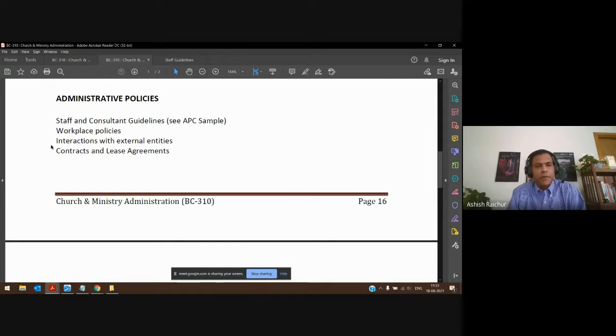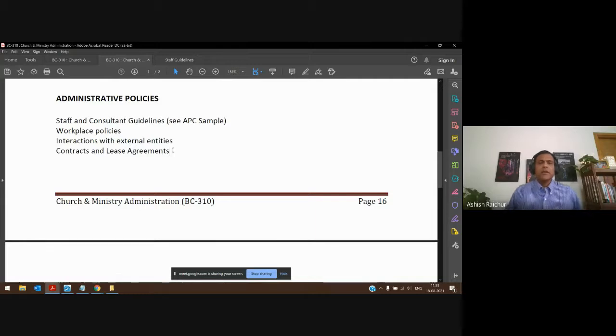Then there may be policies that guide interactions with external entities. So, how does your Christian organization work with other Christian organizations or other entities? Is there some guidance on that in terms of contracts and lease agreements? For example, at APC, our policy is everything has to be documented.